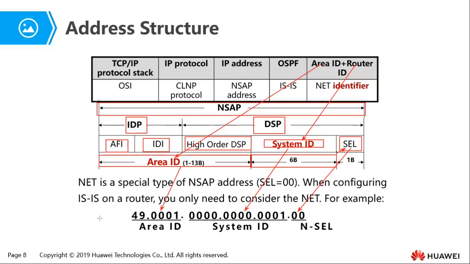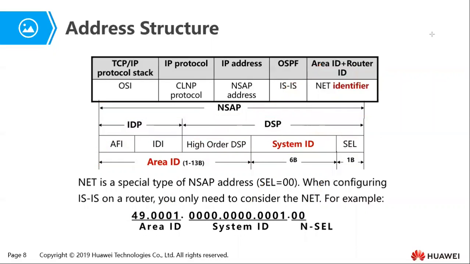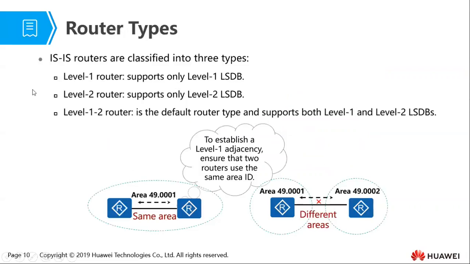So when configuring an IS-IS router, we are going to be configuring it with an area ID and also the system ID and the SEL maybe. So this particular address, the NSAP address, is simply used to identify a router within an IS-IS domain.